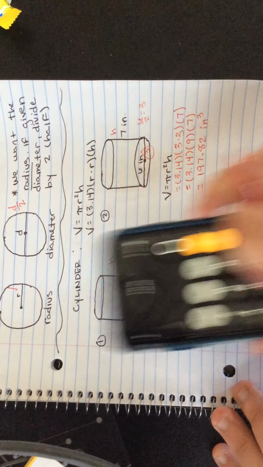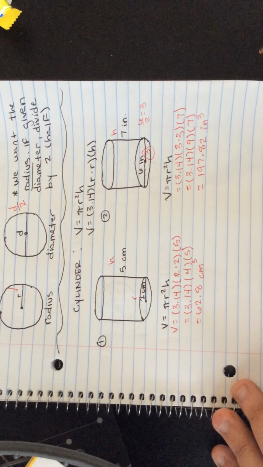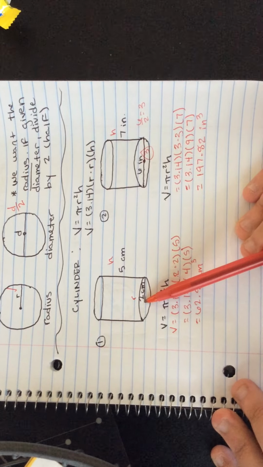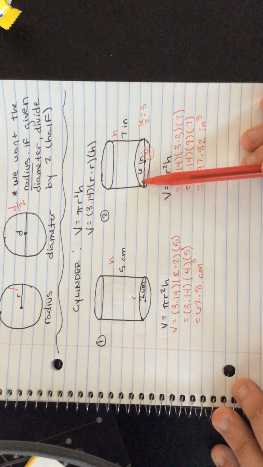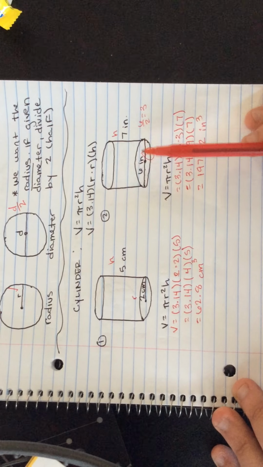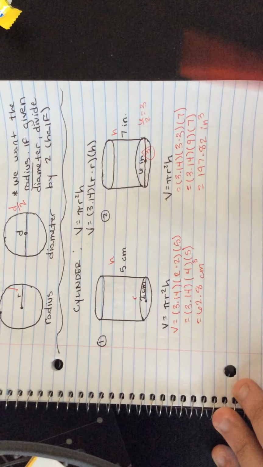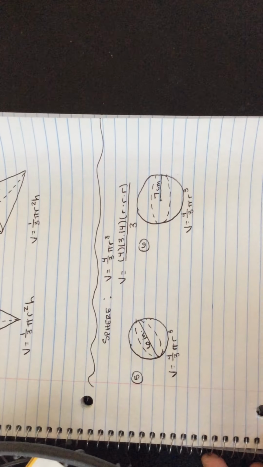Okay? So again, both of those were done the exact same. The only difference was this one we wanted to use 2 because it was only half the circle already, which is the radius. This one they gave us the diameter, so we had to divide it by 2 to use that. Okay? We've got 2 more examples for us here.